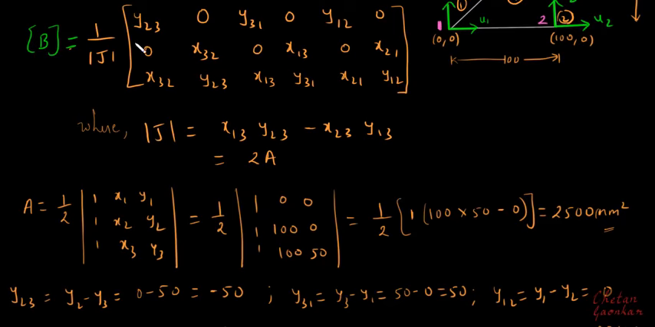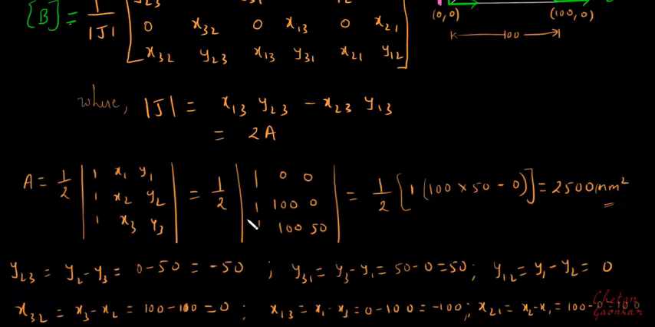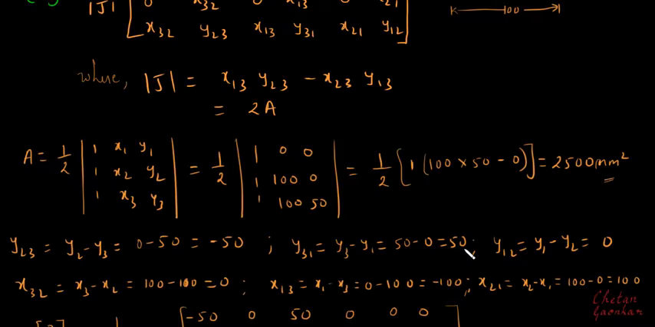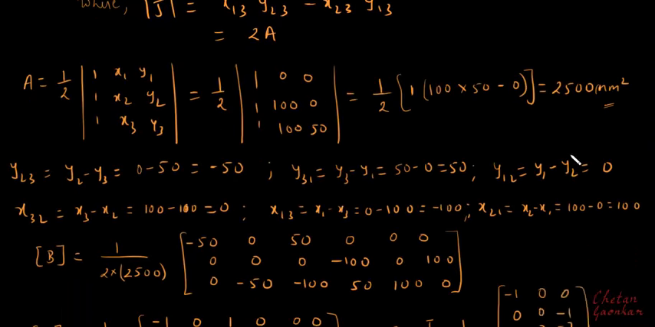Now let us calculate the remaining terms of the B matrix. So y23 will be y2 minus y3. You can go on writing what x1, x2, x3, y1, y2, y3 are, or you can just see from here if you don't want to go back to these coordinates again and again. So our x1, x2, x3 are 0, 100, 100, and y1, y2, y3 are 0, 0, 50. So y2 minus y3 will be 0 minus 50, which becomes minus 50.